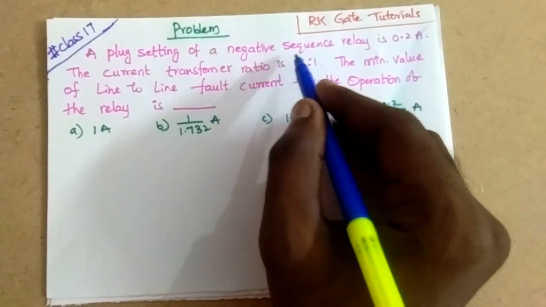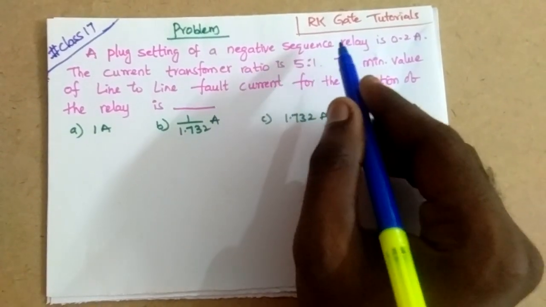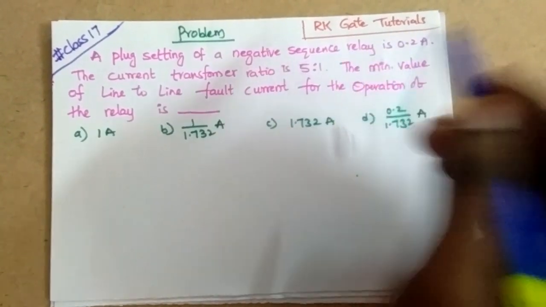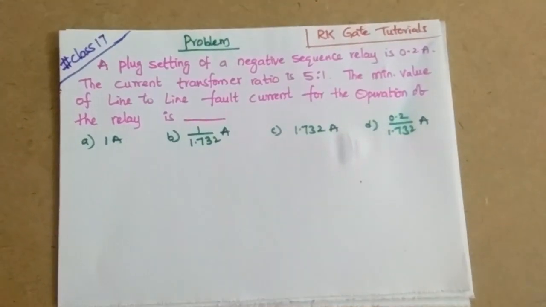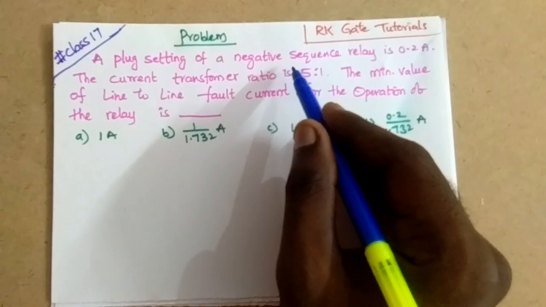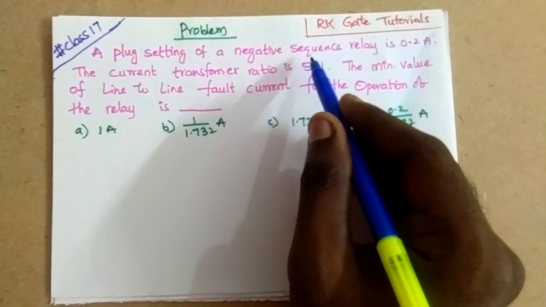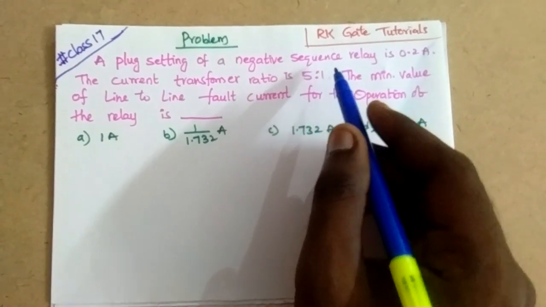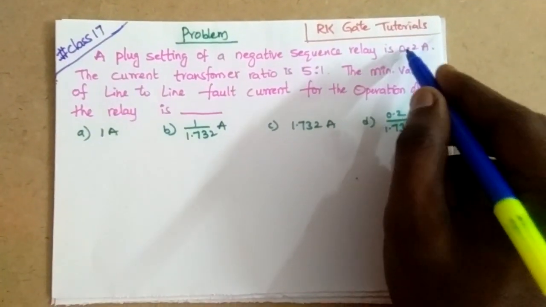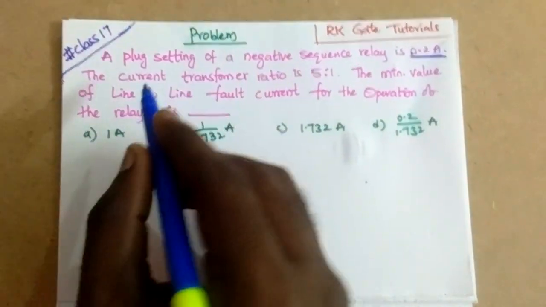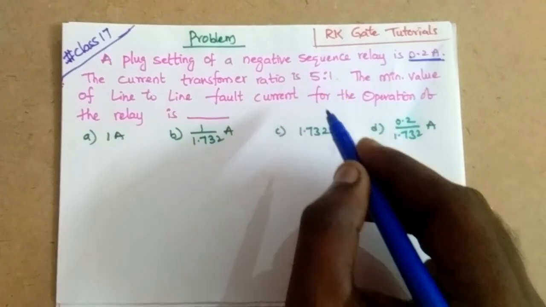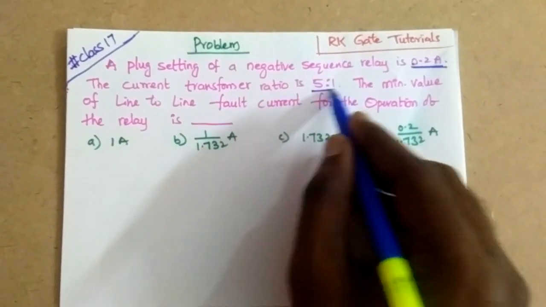What is the importance of a negative sequence relay? It senses the negative sequence current. So when there is an unbalance in the alternator, unbalanced loading, due to which there are sequence components, this negative sequence relay senses the negative sequence current. Plug setting is nothing but the relay pickup value, RPV, or the pickup current, that is given as 0.2 amps. The current transformer ratio is 5:1, that is also given. CT ratio is also given.